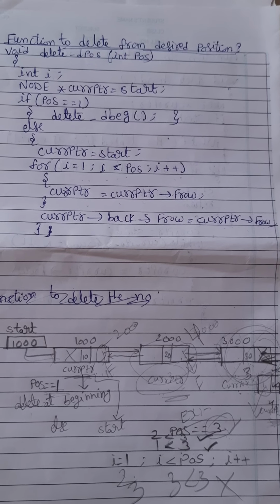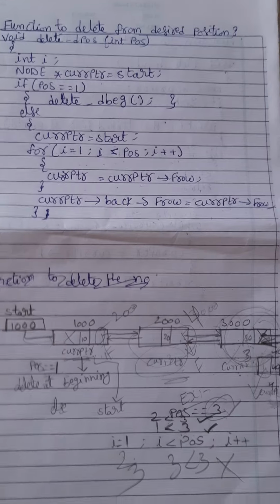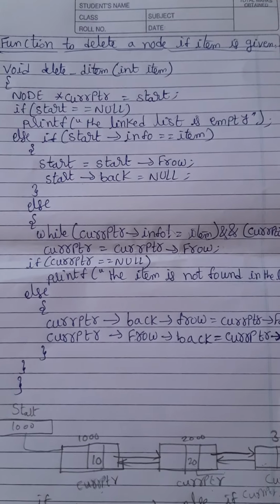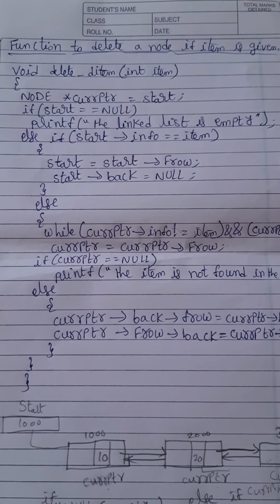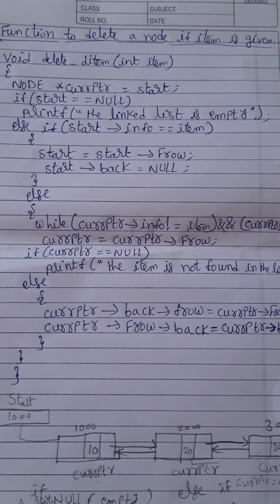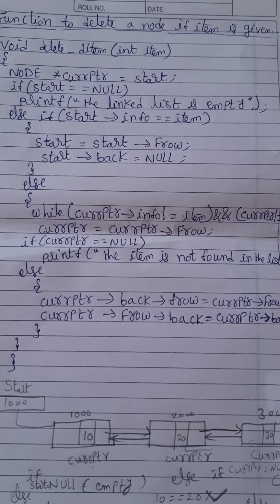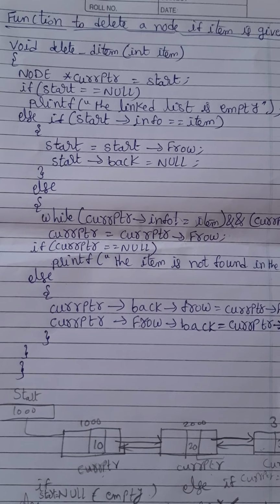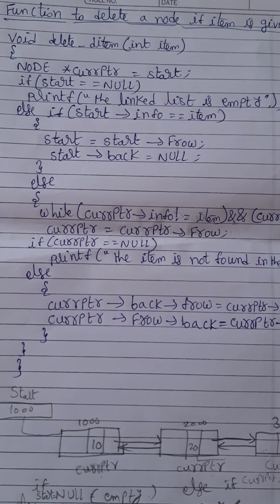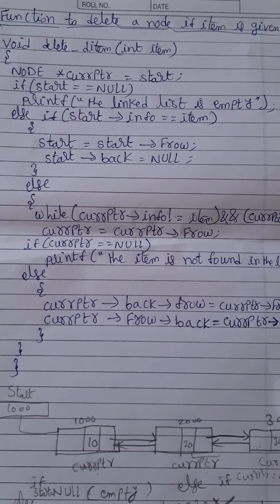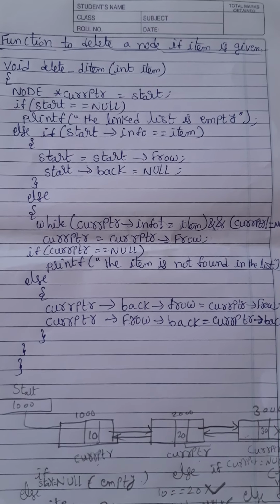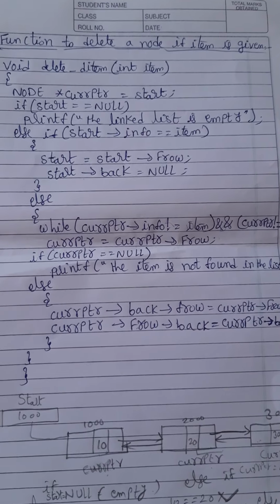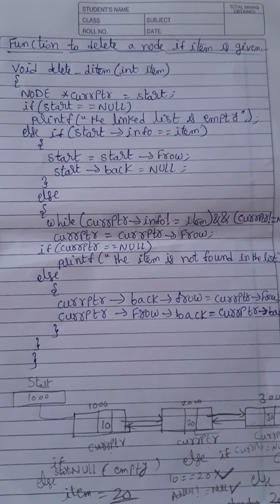This is the function to delete the element from the desired position. Here, based on the position, we have deleted the node, and the next function is: here we are going to give the item. We are going to check whether that item is present in the node or not. If the item is present in the node, then we are going to delete that particular item. If the item is not present, then it will display that the item is not found in the list. That is the logic of this function to delete the node if the item is given.